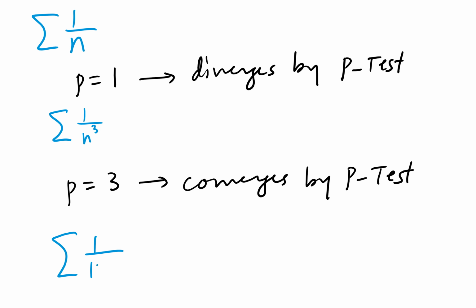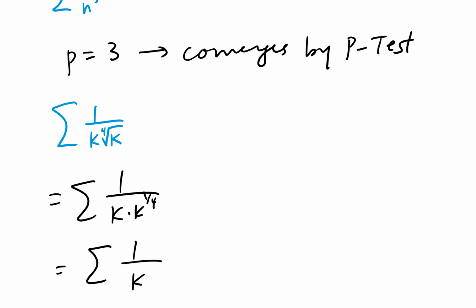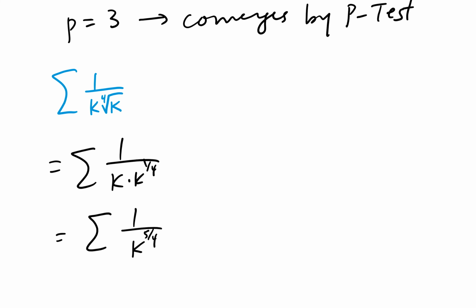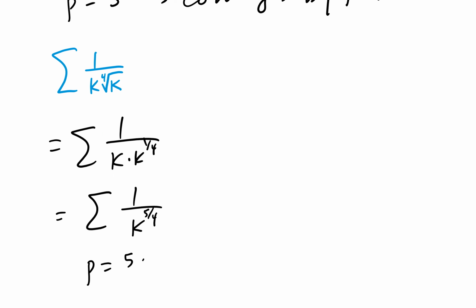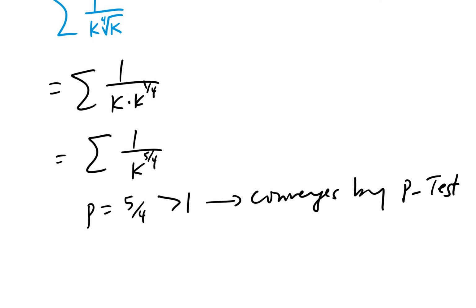How about something like k times the 4th root of k? Check if it converges or diverges. So this one goes as the sum of 1 over k times k to the 1/4, which is 1 over k to the 5/4. And now I can tell what p is. P is 5 over 4, bigger than 1. Converges by the p-series test or p-test.